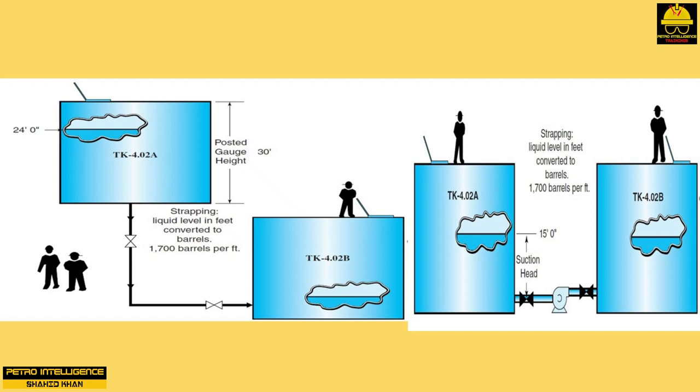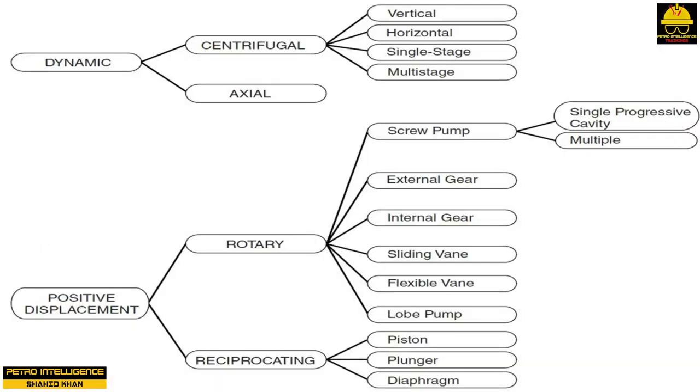In the picture, gravity transfers the liquid into tank 4.02B. In the picture, a pump is needed to move the liquid. In general, pumps can be classified as dynamic or positive displacement, as shown in the picture. Both classes are designed to transfer liquids, but the way the transfer is accomplished is different.